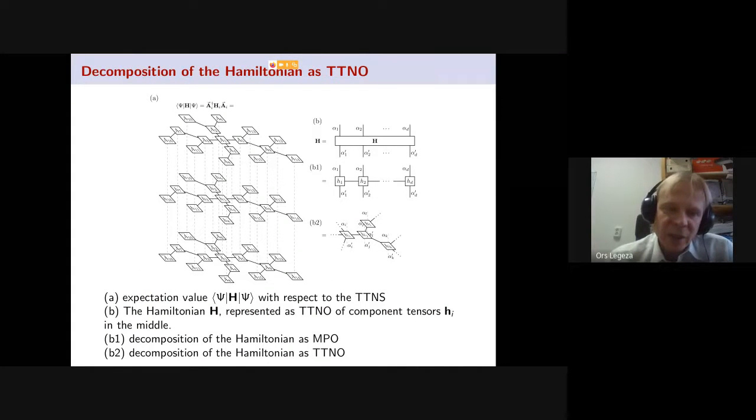Now, just like the psi, the wave function, we can also factorize the Hamiltonian, and that's actually a matrix product operator, or tensor. Here is a tree tensor network operator. And of course, again, you can do whatever factorizations you want, but usually you factorize it in the same way as the wave function. And again, you make contractions also vertically.